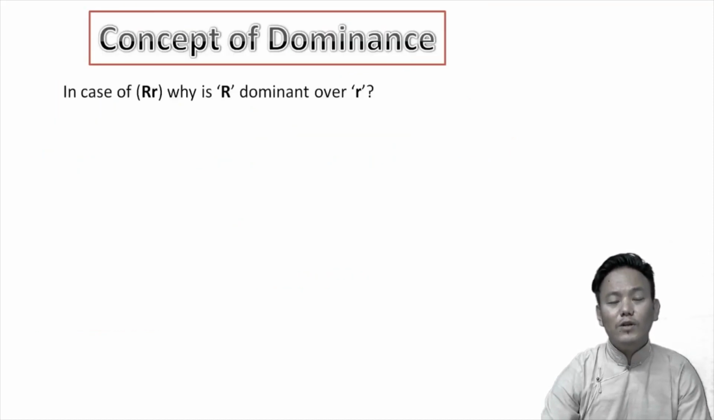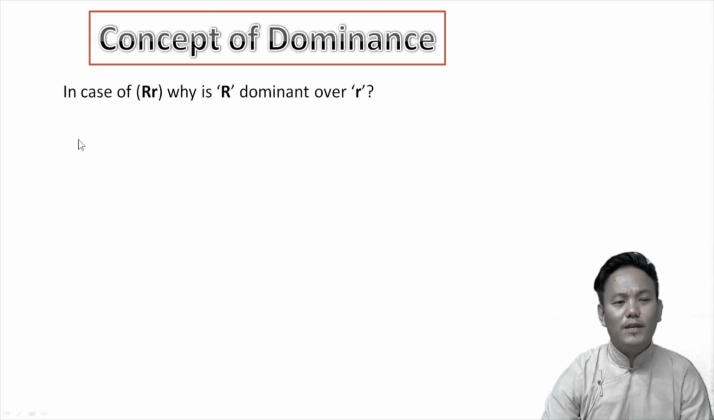Now, to conclude this video, I want to explain the concept of dominance. What do you understand by dominance? What is the genetic basis of dominance? Let's say we have an individual with a capital R and a small r, that is a heterozygote. Why is the capital R allele dominant over the small r? Why is one allele dominant over the other allele? What is the concept behind that?